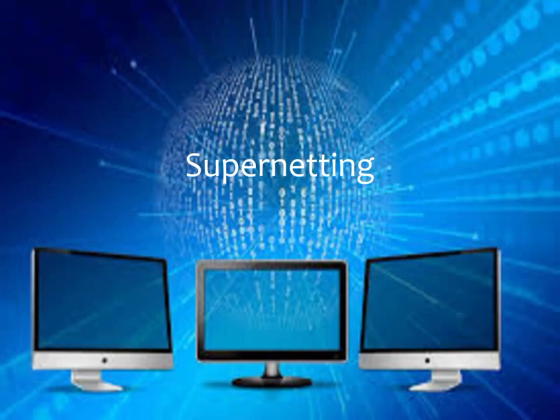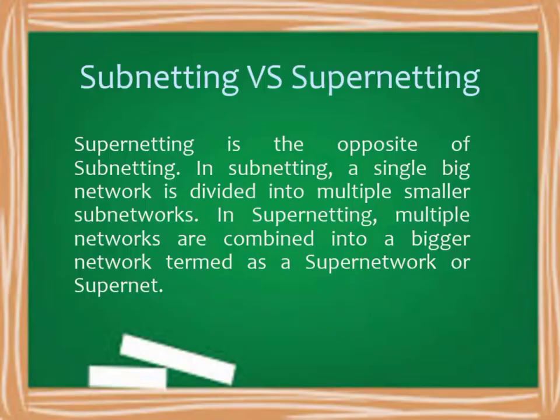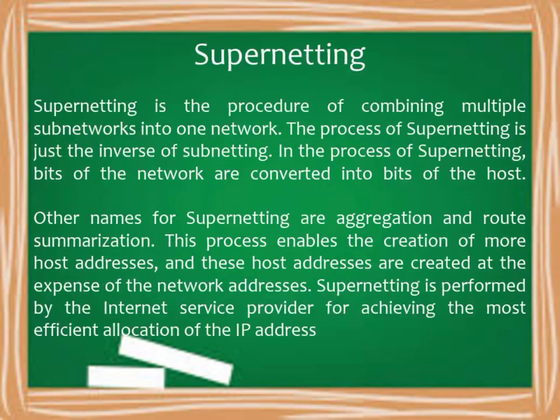Supernetting. Before we get into supernetting, let us understand the basic difference between supernetting and subnetting. Supernetting is the opposite of subnetting. In subnetting, a single big network is divided into multiple smaller subnetworks, whereas in supernetting, multiple networks are combined into a bigger network termed a supernetwork or supernet.